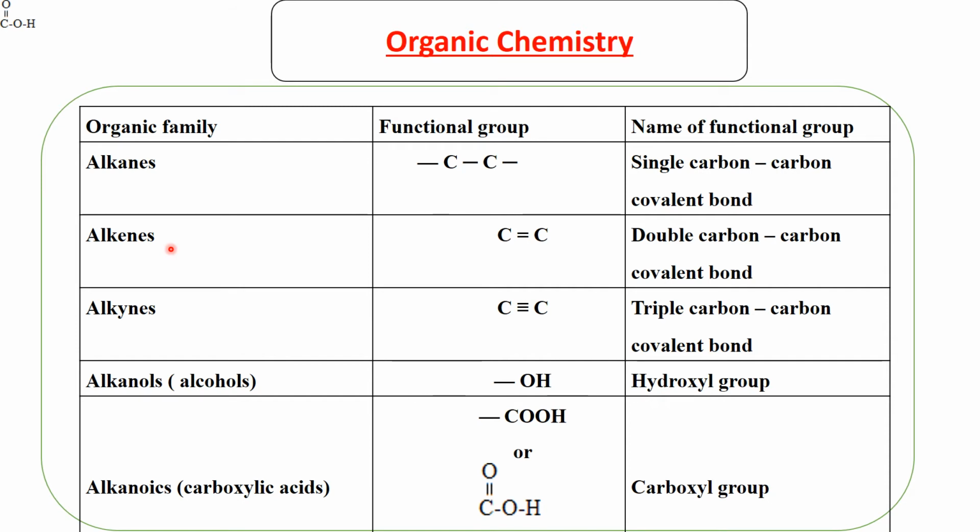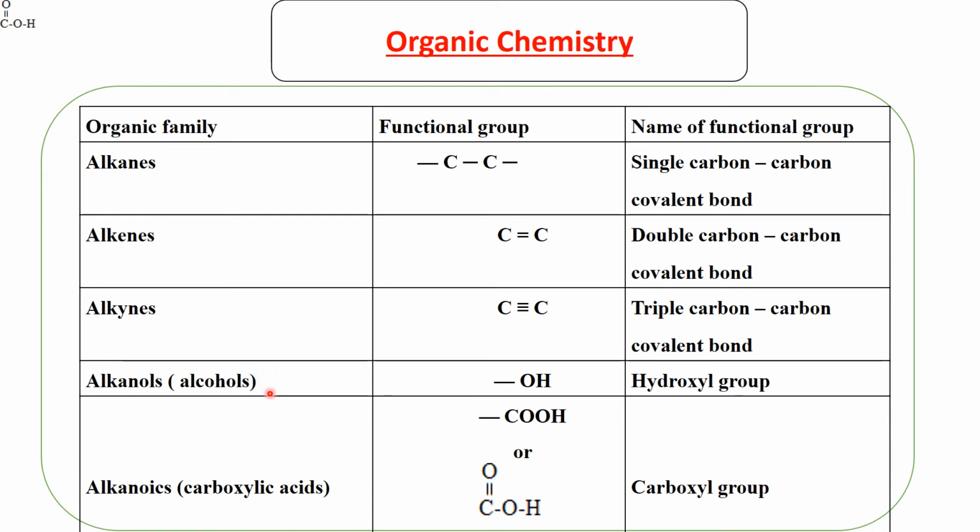The next are alkenes. Alkenes, instead of having a single bond, have a double bond. This double bond is the functional group. One carbon and another carbon having a double bond is what makes alkenes alkenes. And the name, of course, is double carbon to carbon covalent bond. Then after alkenes, we have alkynes. Alkynes, instead of having a single or a double bond, have three bonds here, a triple bond. This triple bond between two carbon atoms is what makes alkynes alkynes. And the name, of course, is triple carbon to carbon covalent bond.